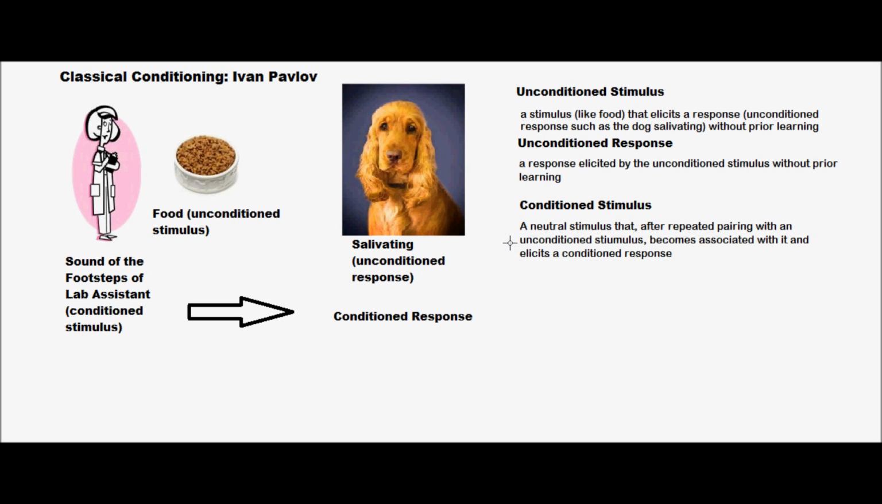So let's look over here on the right side and let me give you the textbook definition of conditioned stimulus. It's a neutral stimulus that, after repeated pairing with an unconditioned stimulus, becomes associated with it and elicits a conditioned response. So a neutral stimulus, as is stated here. The neutral stimulus in this case is the sound of the footsteps of the lab assistant. Before it becomes the conditioned stimulus, it's a neutral stimulus because it originally does not elicit the response of salivating. It's only after it's been conditioned or paired with food that it elicits the response of salivating, then it becomes the conditioned stimulus, eliciting the conditioned response of salivating.